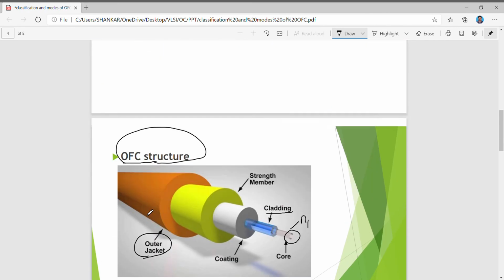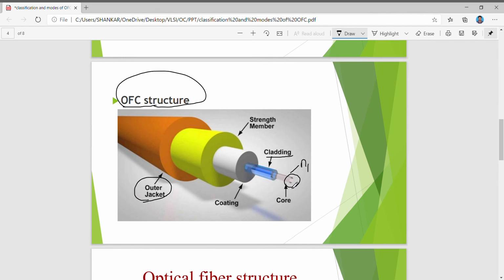See the general structure. This core material is surrounded by the cladding. This cladding is not useful to propagate the light signal along the axis of the fiber. Let's assume this is the center point of the core, it represents the axis. This point represents the axis of the fiber.